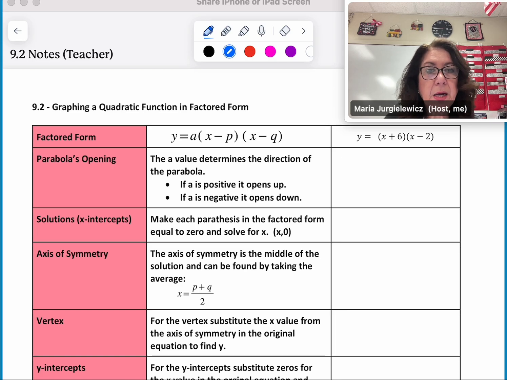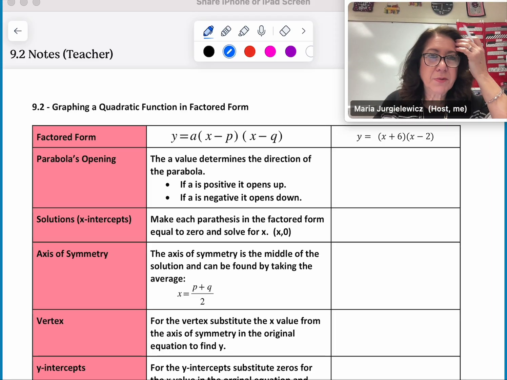All right, so we're now going to start talking about graphing quadratic equations, quadratic functions. We've already looked at a graph and were able to find the pieces. Now we want to go the other direction. They're not going to give you a graph, they're going to give you an equation. You have to use that equation to find the pieces and then graph it.